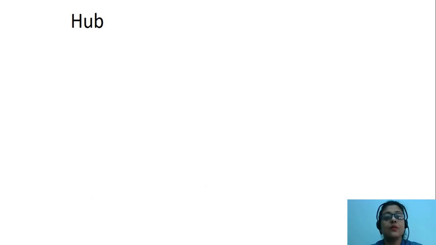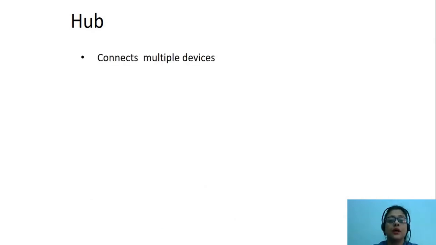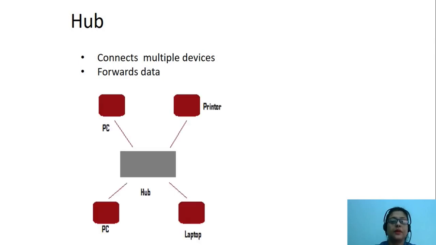Let us understand what a hub is all about. A hub is also a physical layer device and it connects multiple devices and it forwards the data. We can say that this hub is a multi-port repeater. This is an example of a hub. You can see here, this hub is basically a repeater having multiple ports.